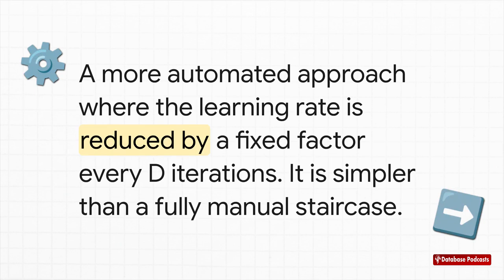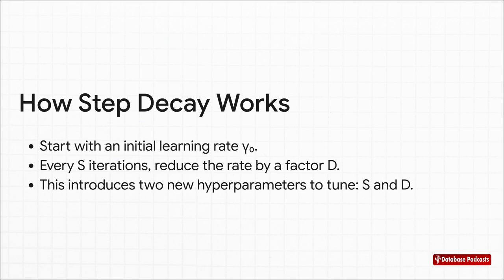Now, a more automated and, frankly, simpler version of this is step decay. So instead of you having to manually set new rates at all these different points, we just reduce the current rate by a fixed percentage, and we do it at regular intervals. So here's how it works in practice. You pick a decay step. That's a set number of iterations, and a decay factor, something like 0.5. Then every time the model finishes that many iterations, the learning rate just gets multiplied by that factor. It's a much easier, more predictable way to get that step-down pattern, and honestly, it's a great, super reliable starting point for a lot of models.